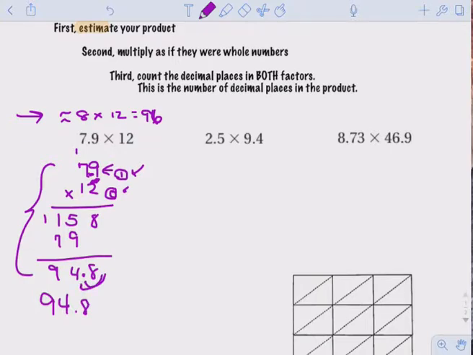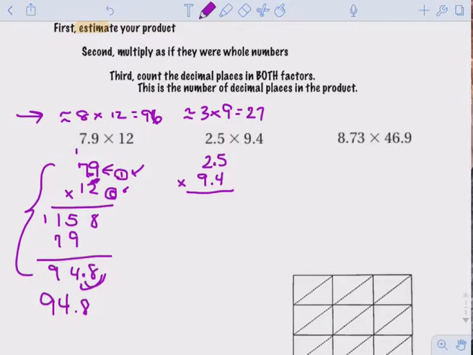Let's look at the next one. 2.5 times 9.4. 2.5 is about 3. 9.4 is about 9. So 3 times 9 is 27. So we'll expect our answer to be somewhere around 27. And multiply as if they were whole numbers. 2.5 times 9.4. Okay, multiply.